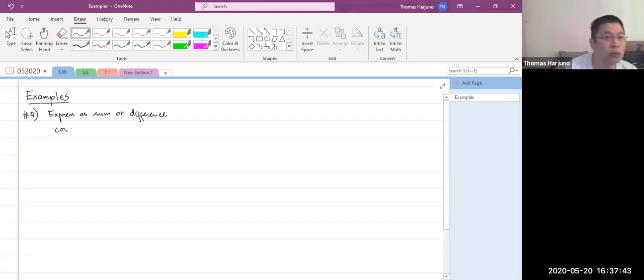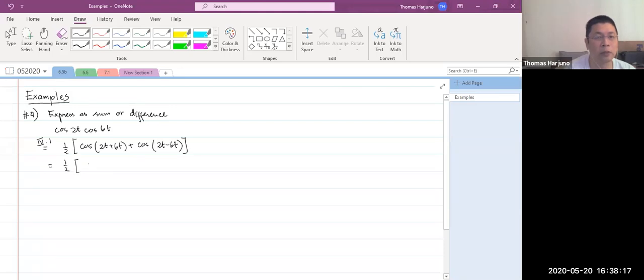That's cosine 2t, cosine 6t. Then I use formula 4-1, as I remember. That will be 1/2 times cosine sum plus cosine difference, which will be 1/2 times cosine 8t plus cosine negative 4t. And I will just repeat the 1/2. At the same time, cosine negative is cosine positive, right? So I will just change it. So that's 1/2 cosine 4t.